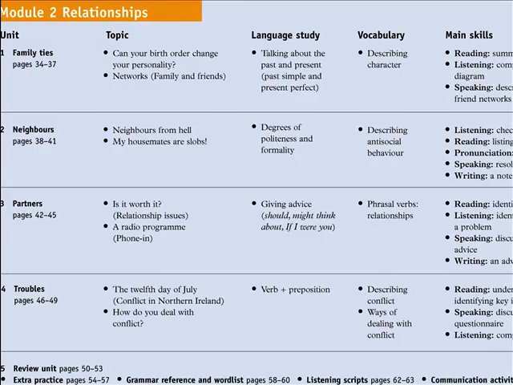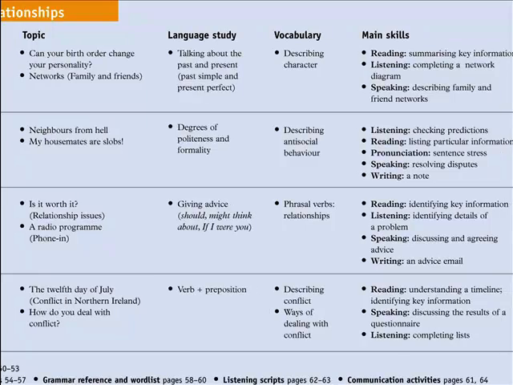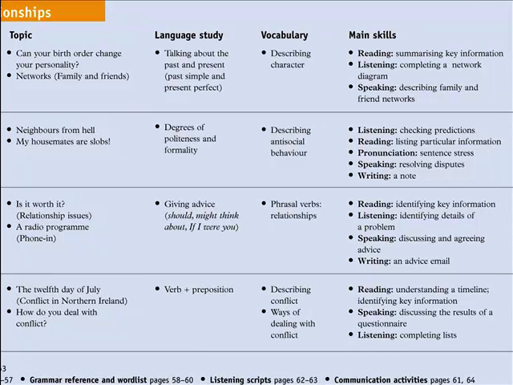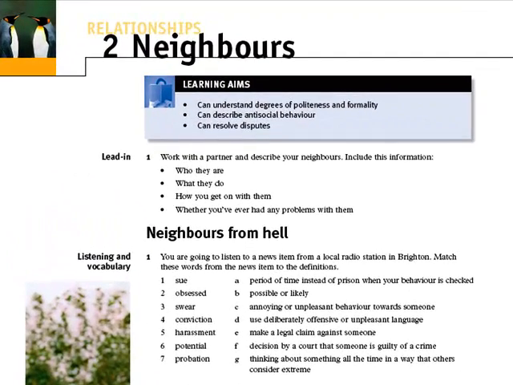Here's the contents map for the relationships module. As you can see, the 4 main units focus on different aspects of relationships: family ties, neighbours, partners and troubles, which is about problems within communities. Andrew mentioned that each unit starts with the learning aims set out clearly and expressed as can-do statements. It's important that students don't come to a topic cold. This is why there is a lead-in discussion at the start of each unit.